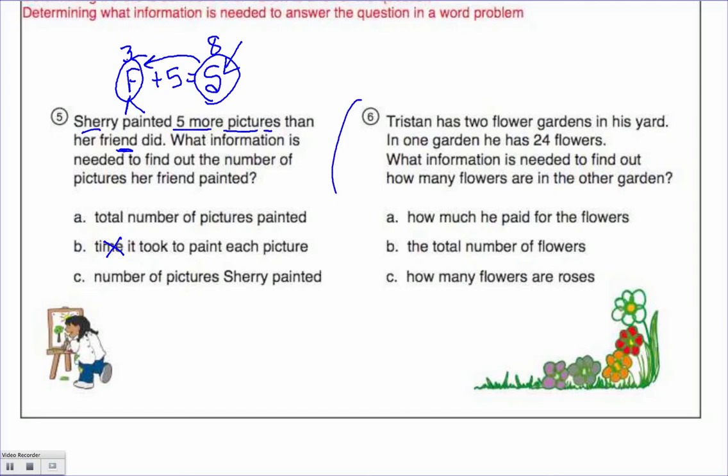All right, you go ahead and try to solve number 6. Circle the correct answer down here. Turn the video back on when you've solved it.